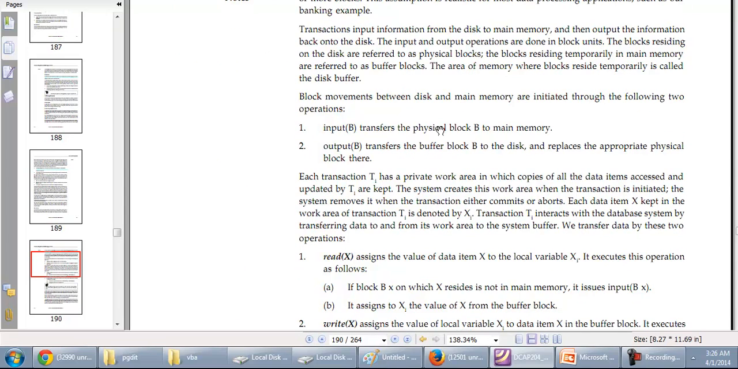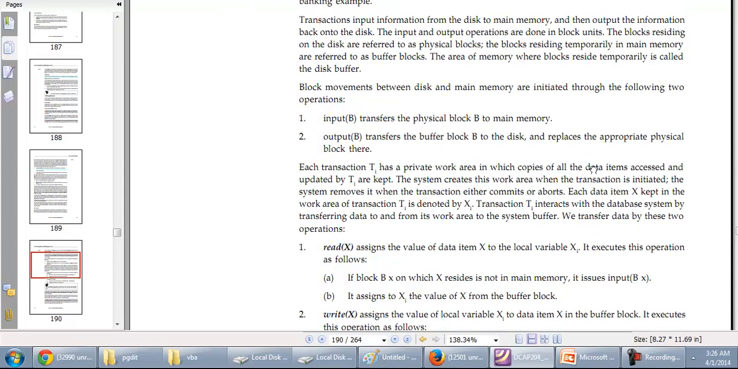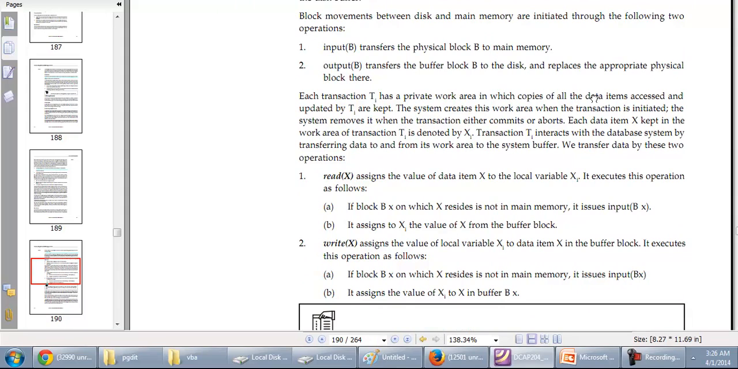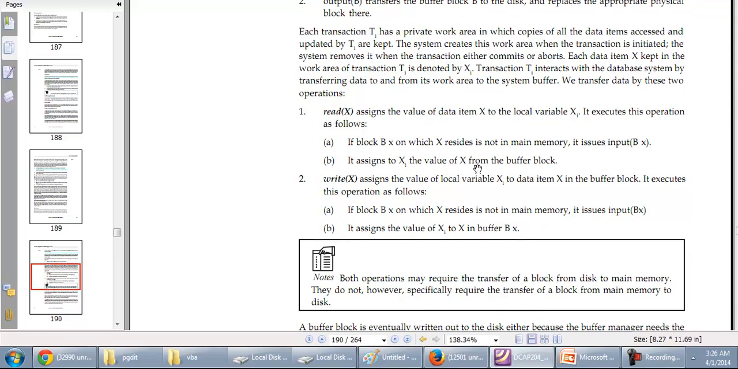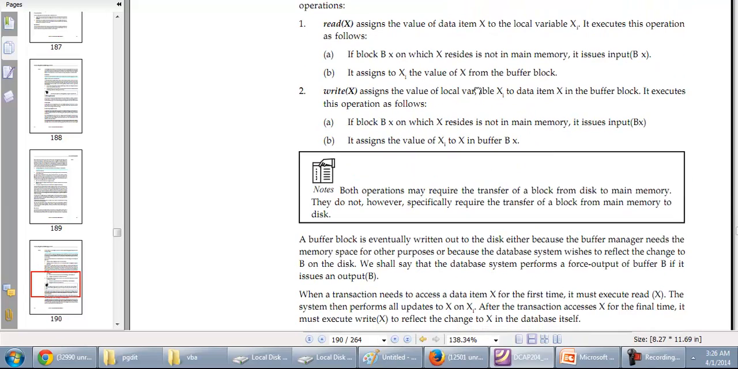The transaction may input information from the disk and output information into the disk. Block movement between disk and memory is initiated through a process. Input transfers a physical block to memory, output transfers a buffer block to the disk. This transaction is a private work area in which copies of all data items are accessed and updated. The system creates a work area when a transaction is initiated, and removes it when the transaction is over.